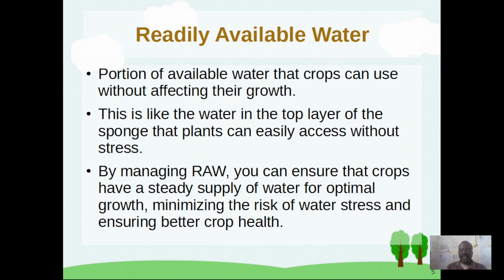Readily available water is the portion of available water that crops can use without affecting their growth. This is like the water in the top layer of the sponge that plants can easily access without stress. By managing readily available water, farmers can ensure that their crops have a steady supply of water for optimal growth, minimizing the risk of water stress and ensuring better crop health.